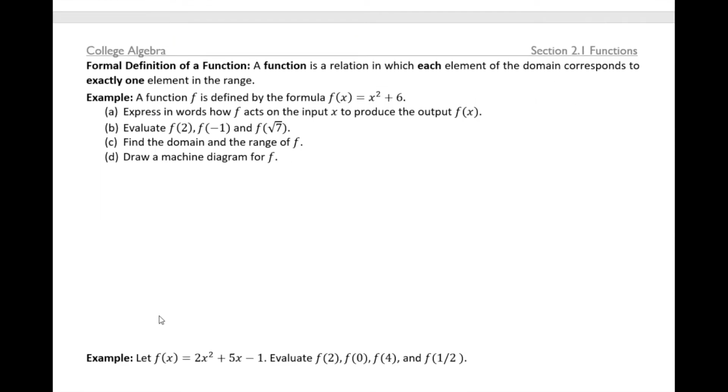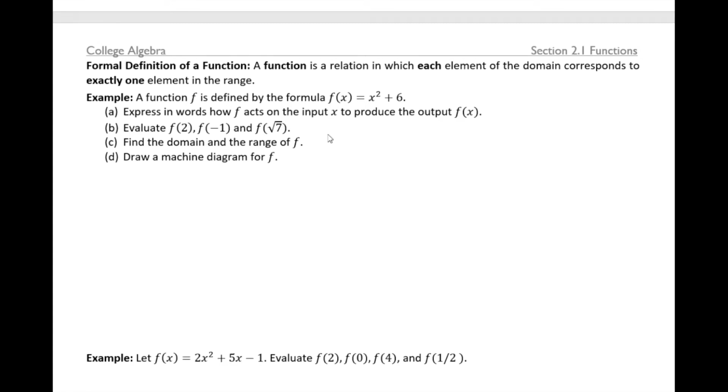Now the first one is, I put the formal definition. A function is a relation in which each element in the domain corresponds to exactly one element. So every input produces just one output. But you may have the same output for different inputs, and that works. For this problem, they first asked for expressing in words how f acts on the input x.